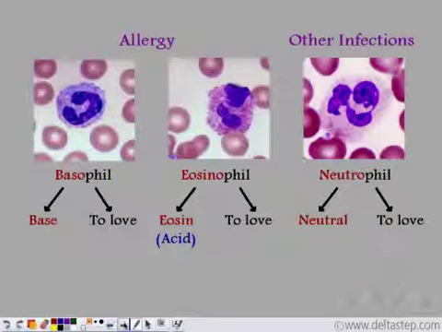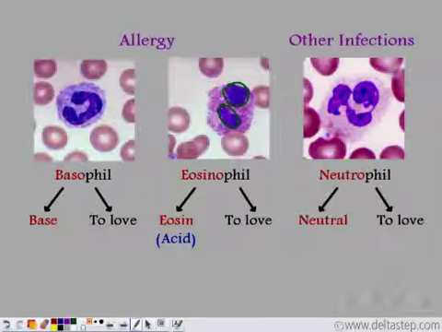Now the second white blood cell, which has a bilobed nucleus, is known as the eosinophil. Eosin is an acid and phil is to love. So eosinophils get stained with acidic dyes.